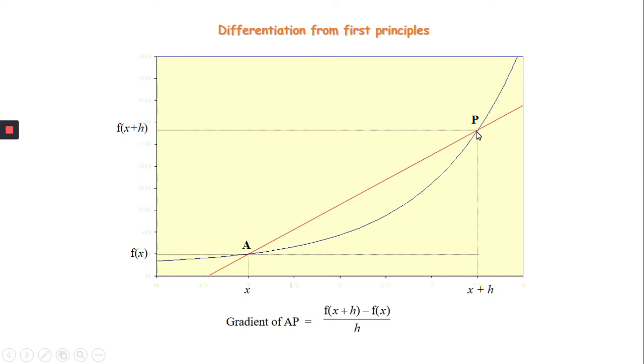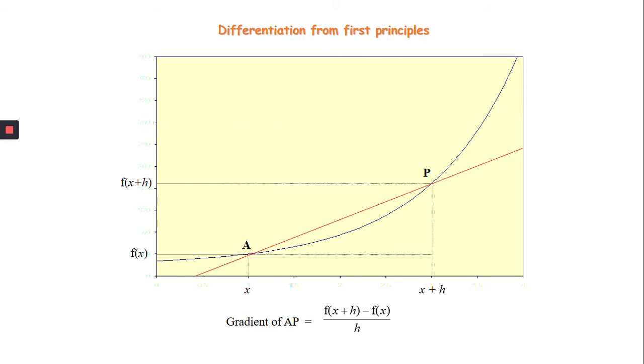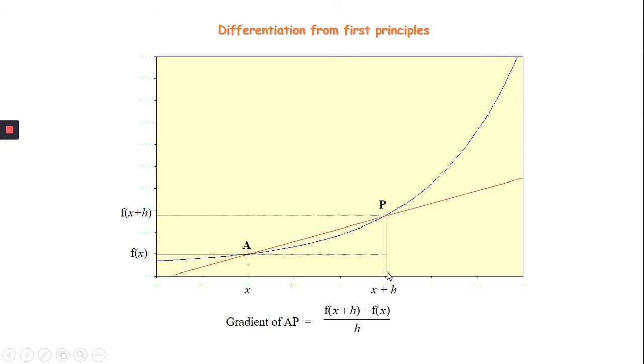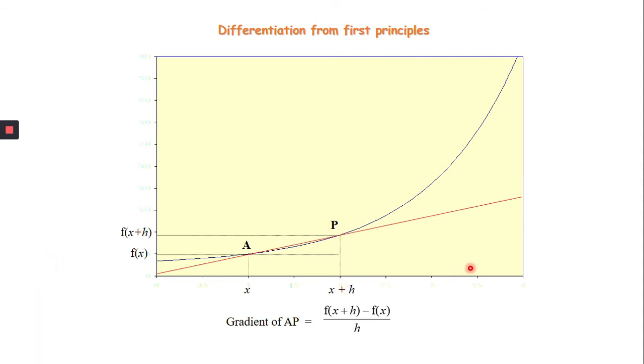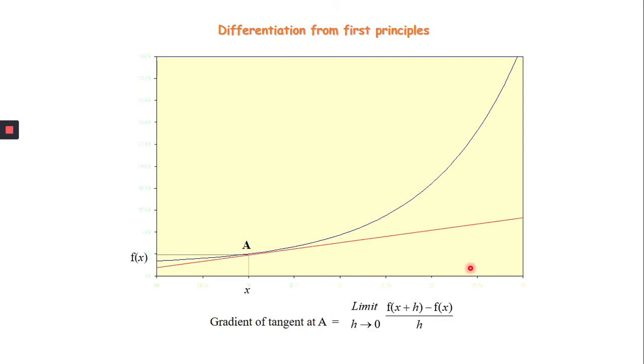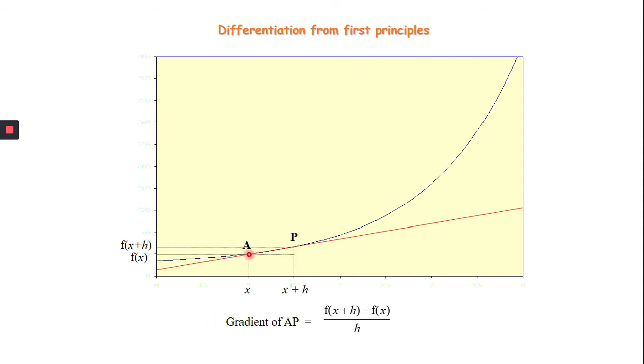And this here is y2, the value of the function at x plus h. And here is y1, the value of the function at x. Okay. And as we get closer, we can see that h is getting smaller. H is this distance here, yeah. H is getting smaller and smaller and smaller. And eventually, h becomes 0. Now, when h becomes 0, we've actually worked out the gradient at the point A.